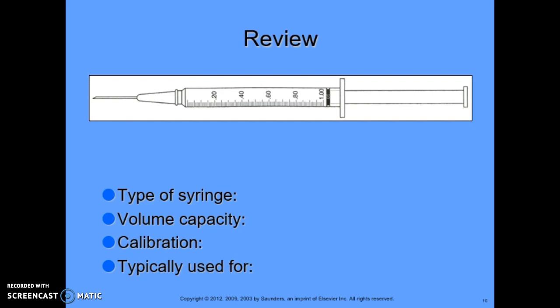And how is it calibrated? So in tuberculin syringes, we start at the 0.01. And what is the syringe typically used for? So typically intradermal is the most common for the TB syringe, and some subcutaneous injections where the volume of the drug is less than 1 milliliter. Good. I bet you got all of those because you've been doing so well on that. Let's go to the next one.